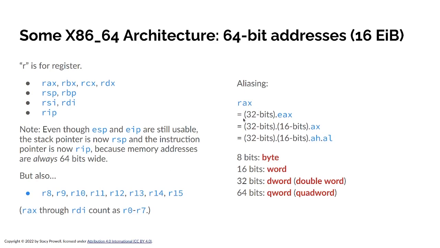RAX is now a high 32 bits plus EAX, a name for the low 32 bits. AX is a name for the lowest 16 bits. And you still have these, which let you reference the bottom 2 bytes of RAX. They all point to the same storage. They are aliases for the same 8 bytes of storage inside the processor. So 8 bits is still a byte, 16 is a word, 32 is a double word. We need something for 64, and we call it quad word. There you go, Q word or quad word.